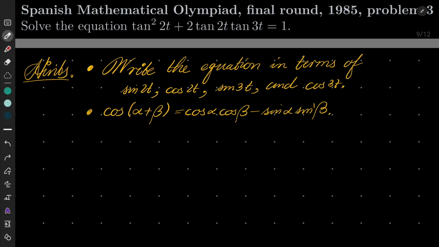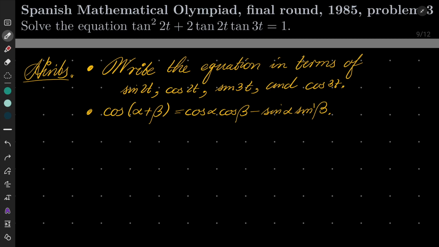Hello friends, in this video I'd like to solve the following problem from the Spanish Mathematical Olympiad final round 1985, problem number 3. We wish to solve the equation tangent squared of 2t plus 2 times tangent of 2t times tangent of 3t equals 1.